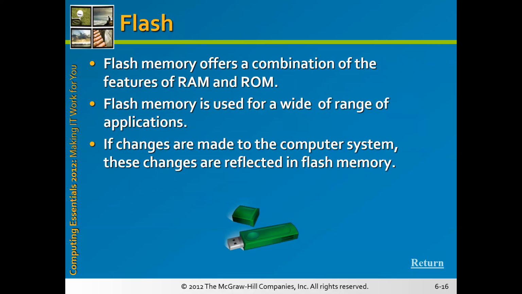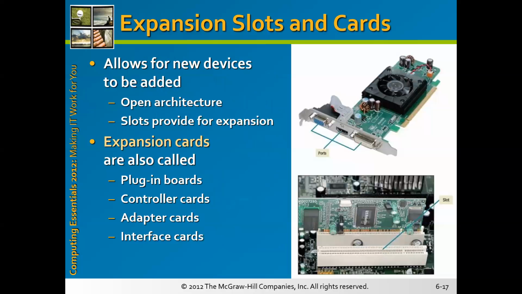Flash memory is also a type of memory and very important to a computer system. Flash memory offers a combination of the features of RAM and ROM. Flash memory is used for a wide range of applications. If changes are made to the computer system, these changes are reflected in the flash memory.